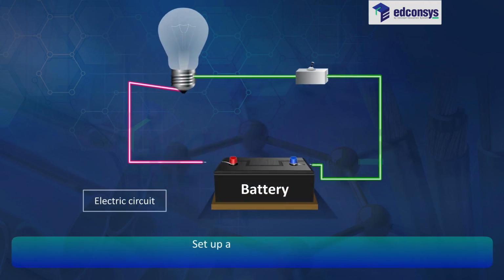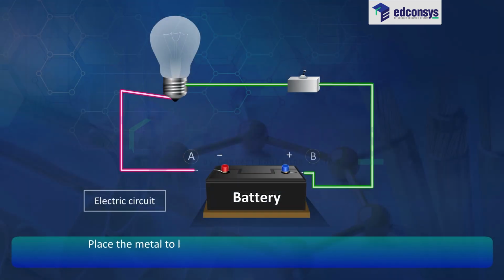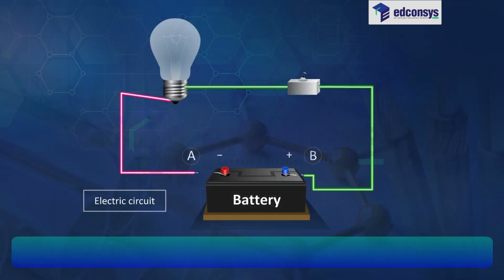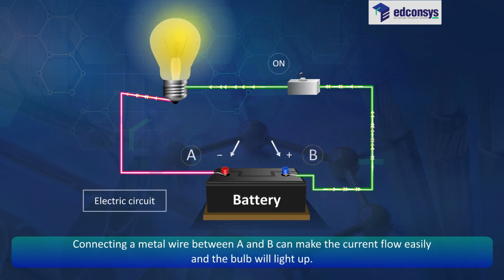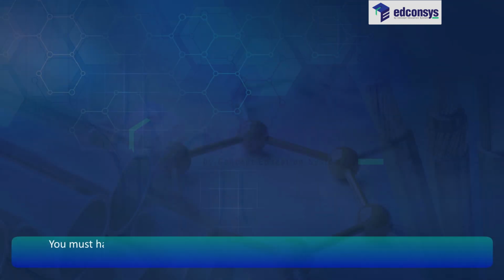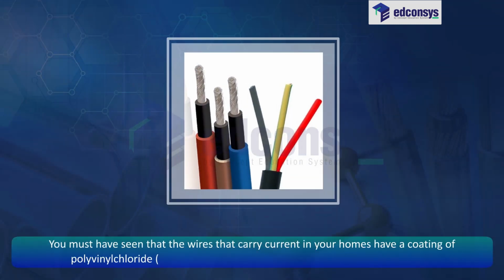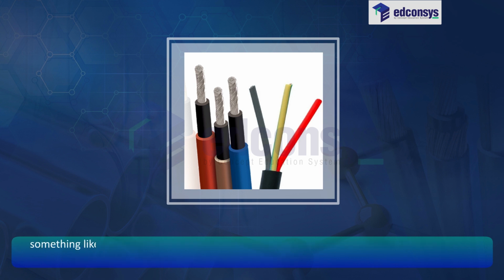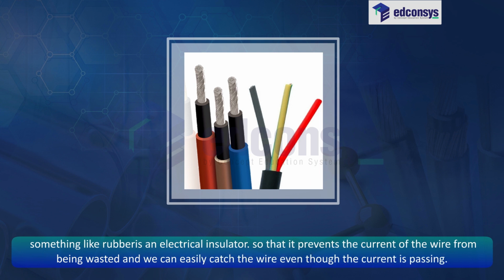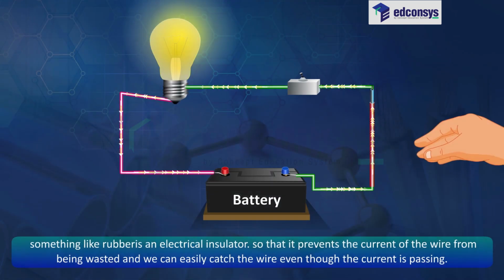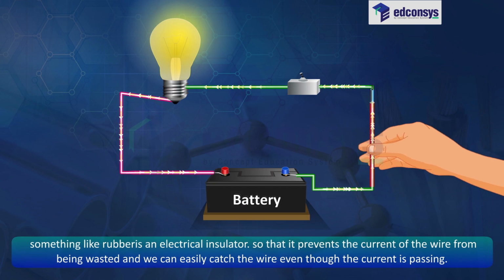Activity. Set up an electric circuit. Place the metal to be tested in the circuit between terminals A and B. Connecting a metal wire between A and B can make the current flow easily and the bulb will light up. You must have seen that the wires that carry current in your homes have a coating of polyvinyl chloride, PVC, or a rubber-like material. Rubber is an electrical insulator, so it prevents the current in the wire from being wasted and we can easily hold the wire even though current is passing.